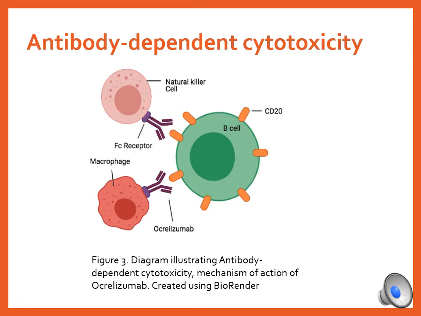The second suggested mechanism is antibody-dependent cellular cytotoxicity. This is an immune mechanism through which Fc receptor-bearing effector cells recognize and kill the anti-CD20 monoclonal antibodies coated B cell expressing CD20. As can be seen in Figure 3, effector cells may include macrophages and natural killer cells that act together to cause this cell destruction.